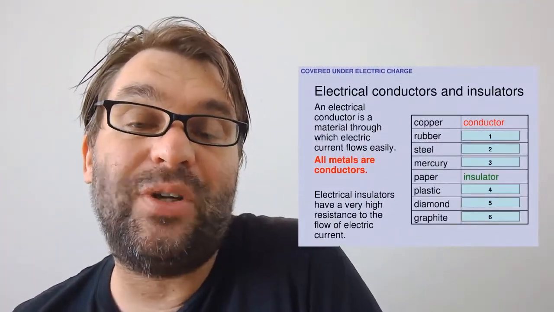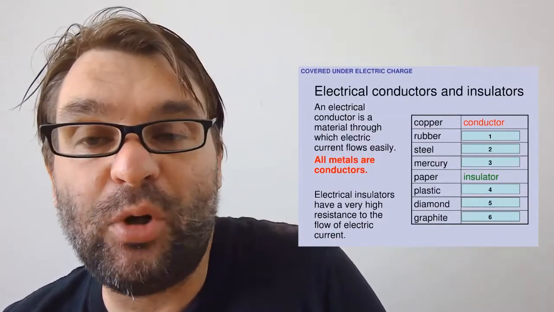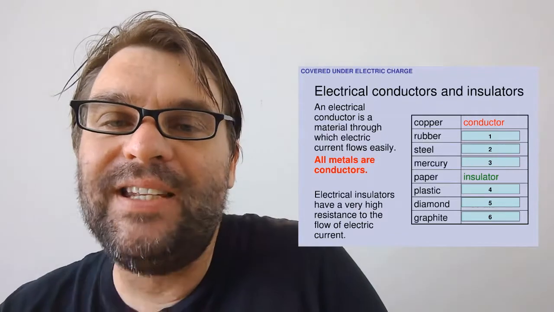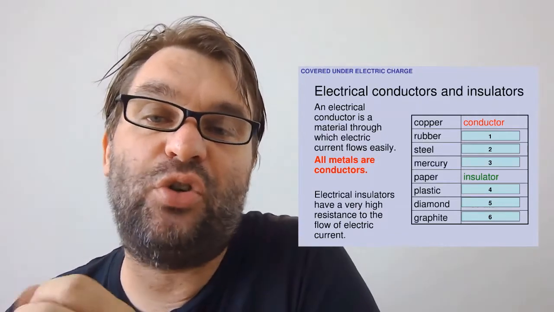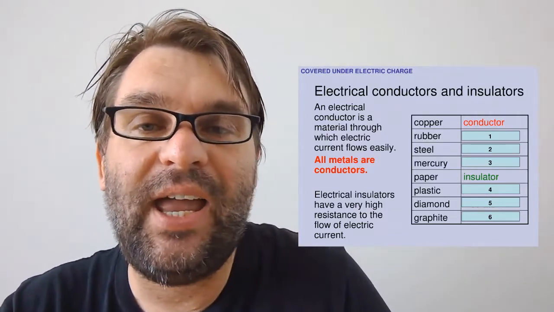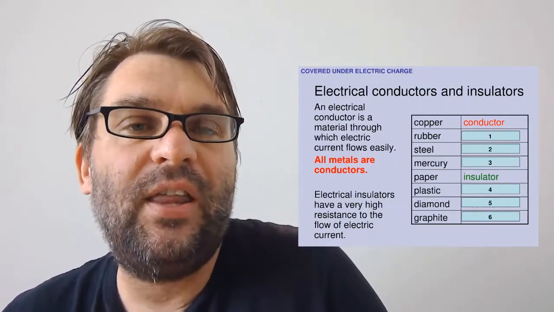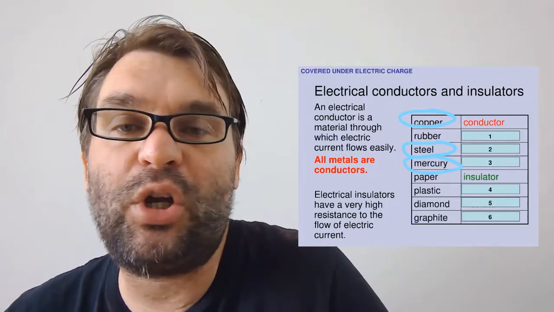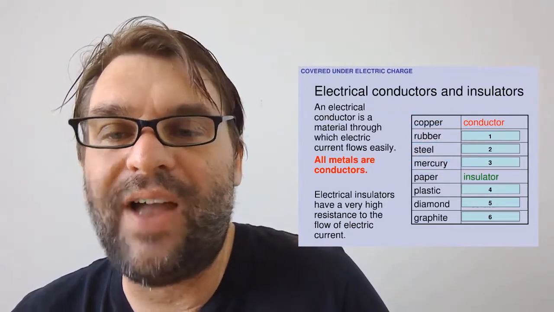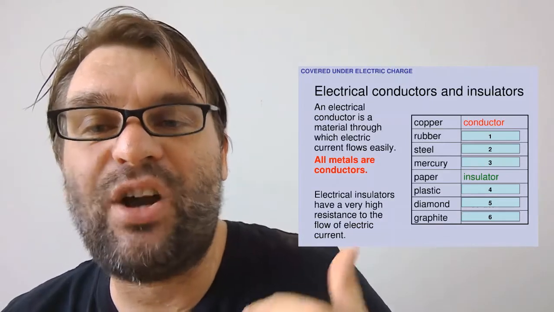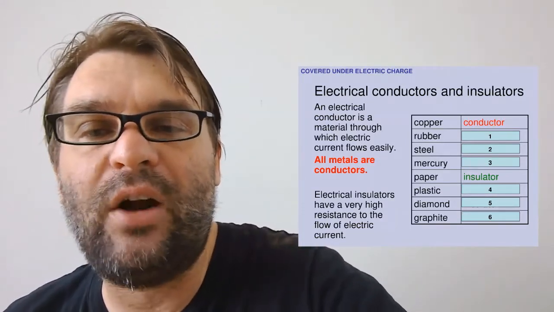So going back to static electricity, which some of you may have done for triple award content, electrical conductors and insulators. A conductor of electricity allows electrons to flow easily. Therefore, all metals are conductors. If you look at the table, things like copper, steel, and mercury are very good conductors of electricity, whereas electrical insulators have a very high resistance. They stop this electrical current from flowing.